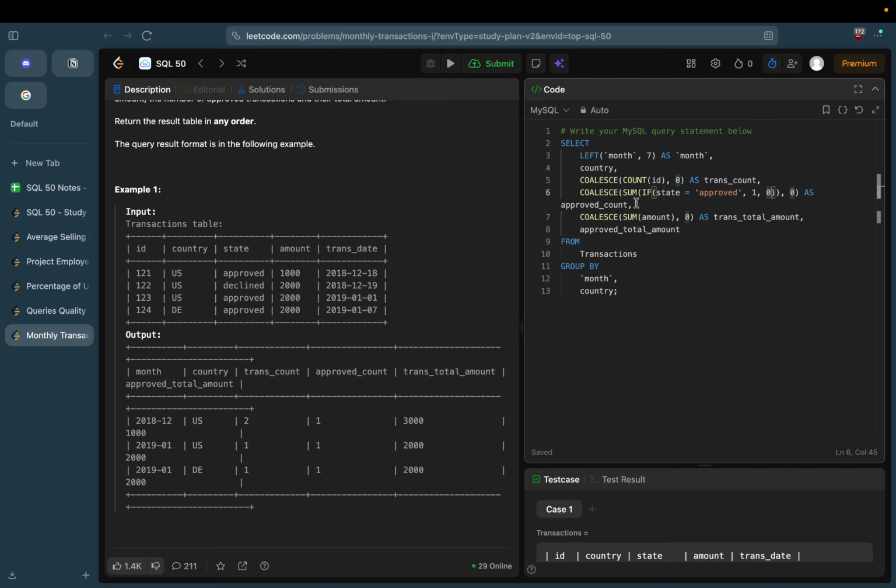Another way of understanding this is the opposite way around. If the state is approved, keep adding up a 1, otherwise don't add it up. That's the way to understand the combination of sum and if. Quite a powerful tool to use. And finally, for the approved total amount, a very similar way. Giving this an alias, coalescing it by 0. Again, a sum, and if the condition is the same, state equals approved, then only we sum it up.